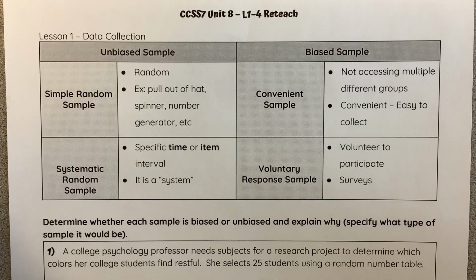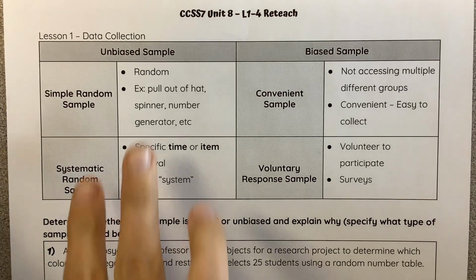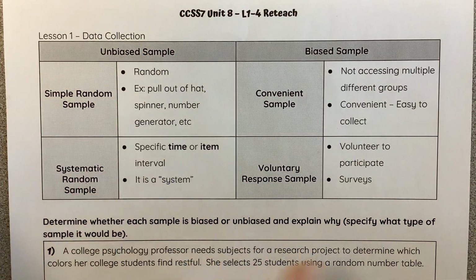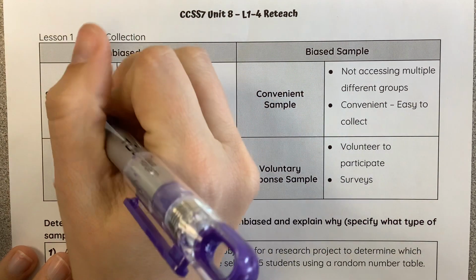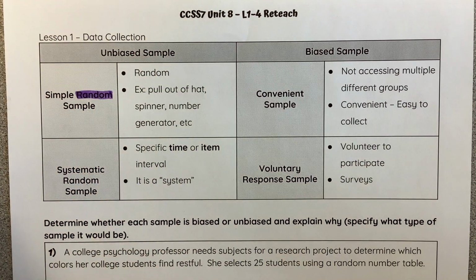First thing we are going to review is data collection. So there are basically 4 different types of samples we are looking at. 2 that are unbiased and 2 that are biased. So unbiased would mean that's a good representation of the data. So keyword we are looking at here in the simple random sample is that it is random. So for example, pulling out of a hat, a spinner, a number generator, etc.